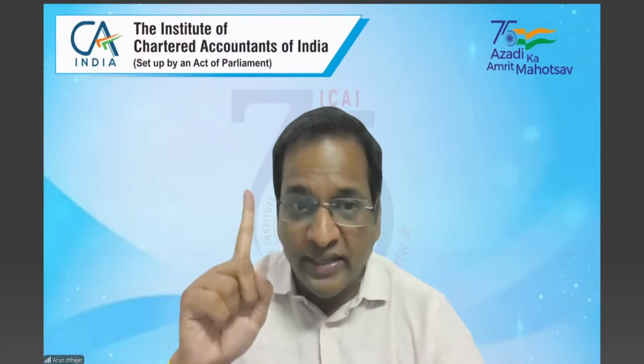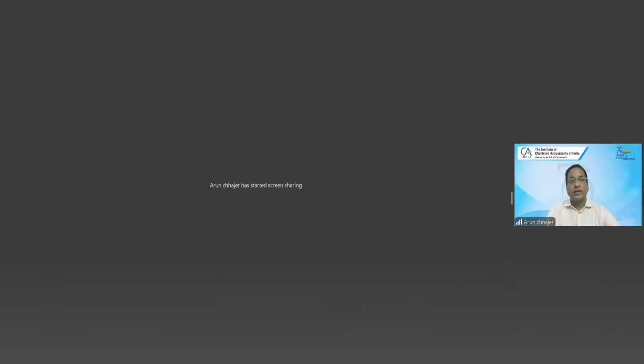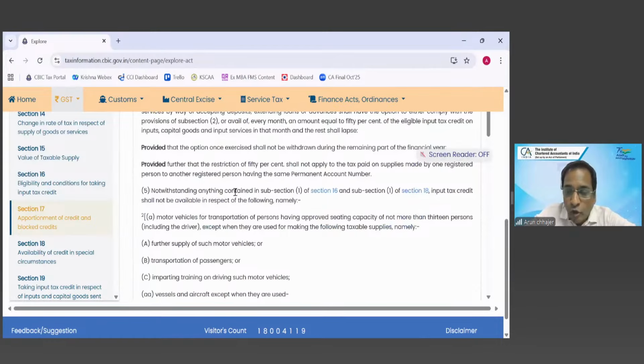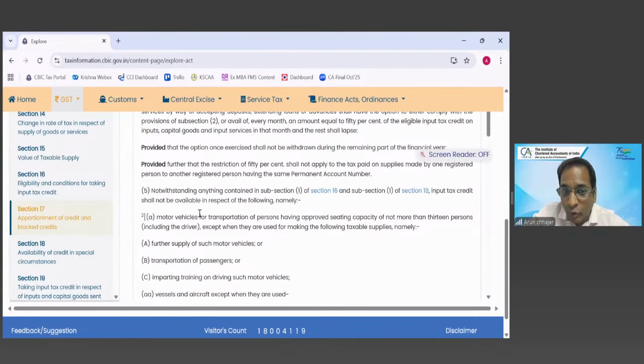Shraddha, do you agree that a 13 seater capacity is also a block category? Let me show you the section. I have shared the screen of the main GST Act. Notwithstanding anything contained in 16.1 or 18.1, the ITC will not be available on the motor vehicle which is used for the transportation of persons having approved seating capacity of not more than 13.